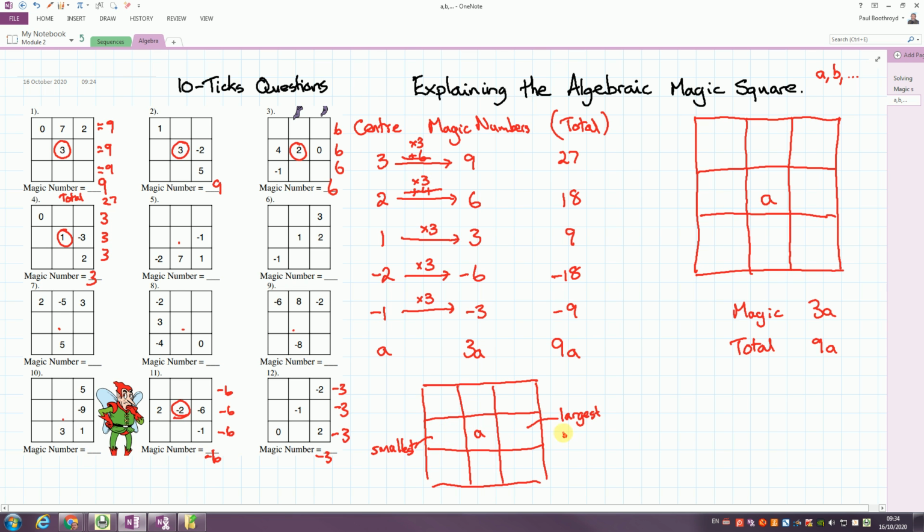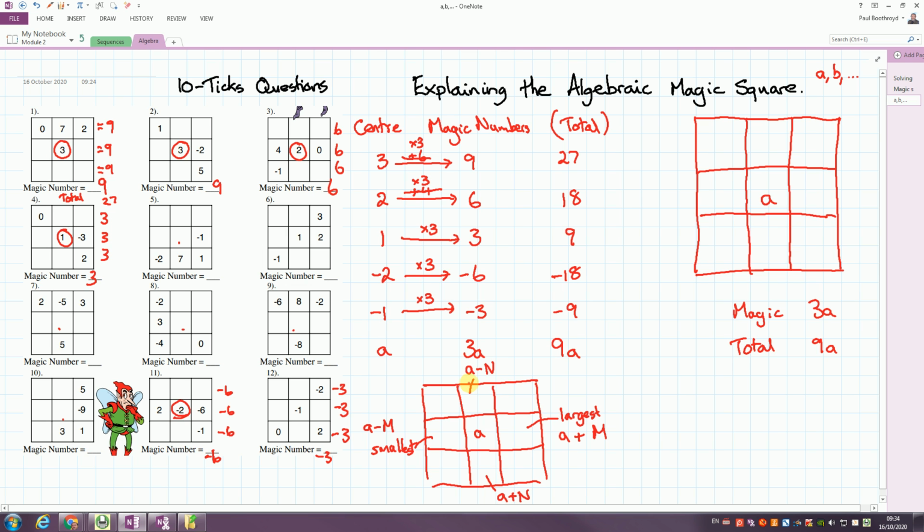So this one must have an a plus some number. Now I'm not going to call it b, c at the moment because we don't know what it is. So I'm going to call it m. And going the other way is a minus m. Going up and down, I've got another pair of numbers. I've got a minus n and a plus n. These must be different.